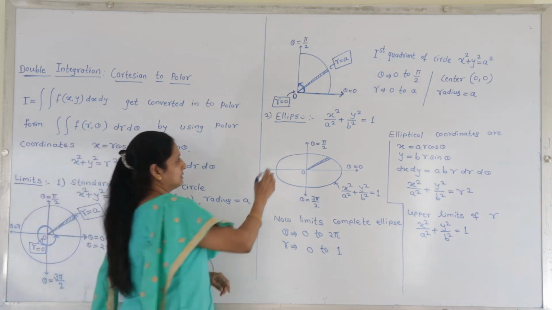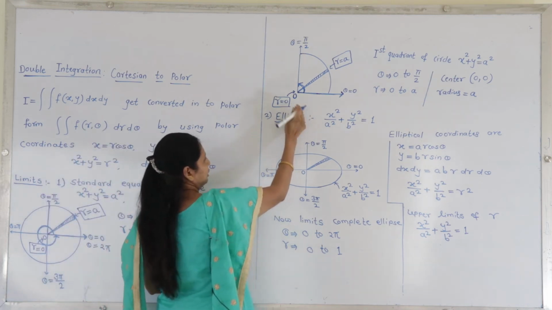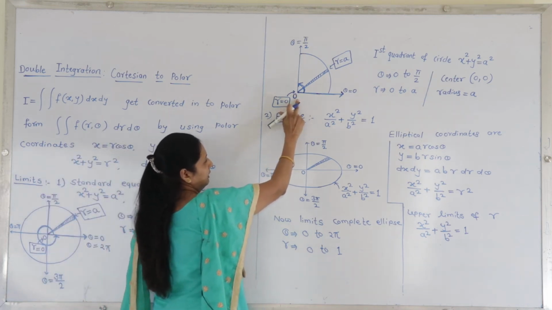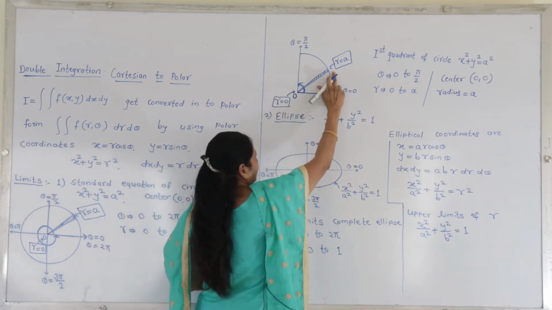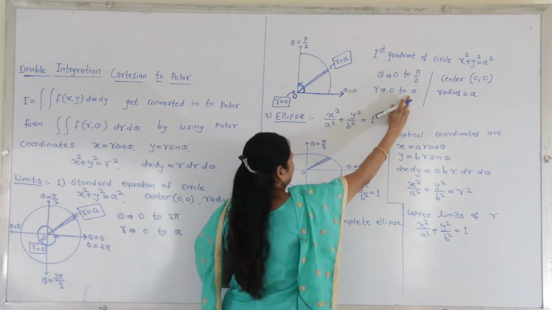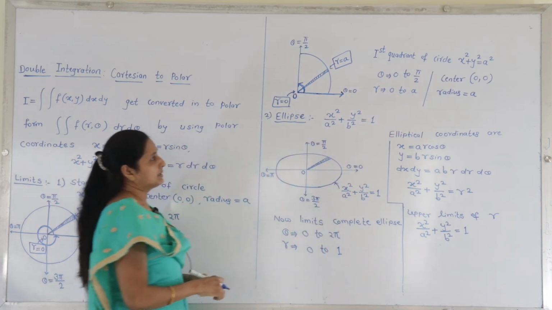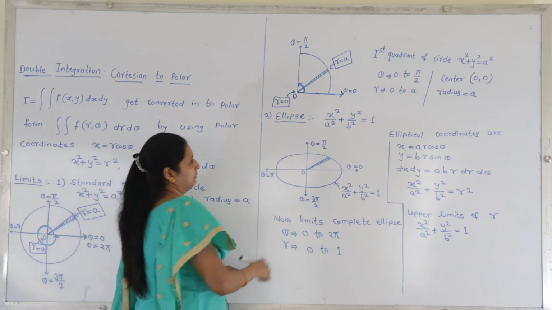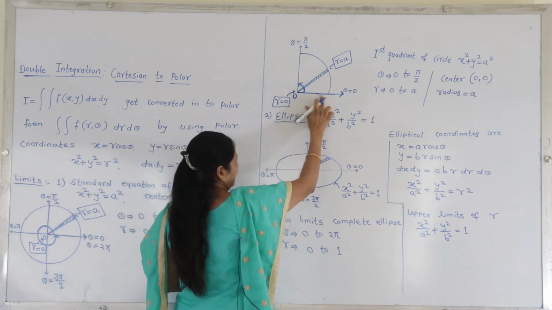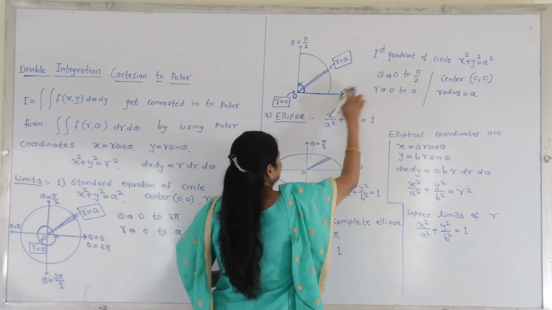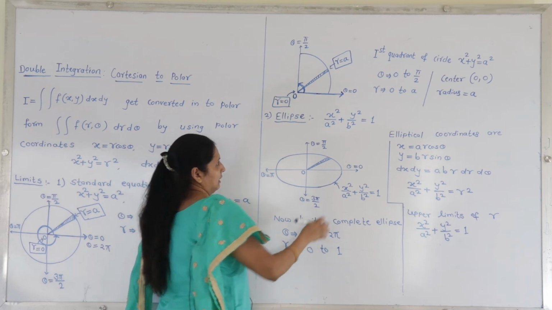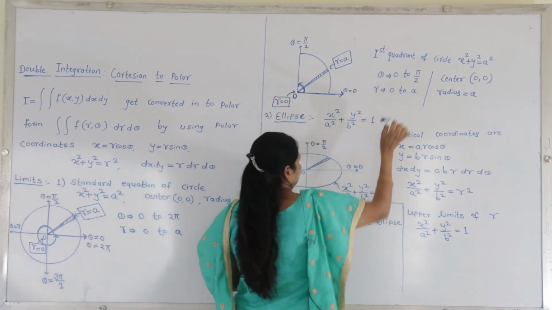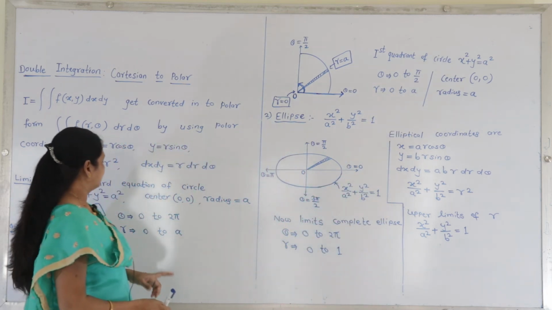Limits of r: the lower limit of r means the lower end of the strip, where the value of r is equal to 0. The upper limit of r means the upper end of the strip, where the value of r is equal to a. Limits of theta mean rotation. The lower limit means the starting angle of the strip, that is theta is equal to 0, and the upper limit means the end of the rotation, that is pi by 2. Now this is about the circle.